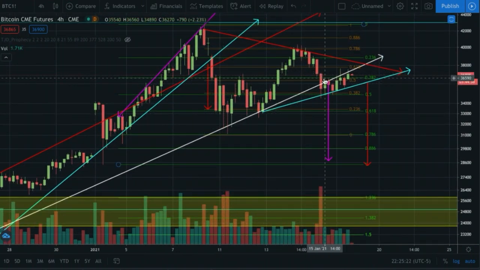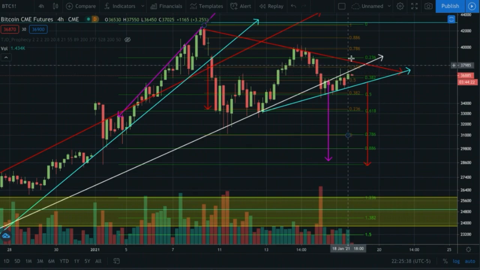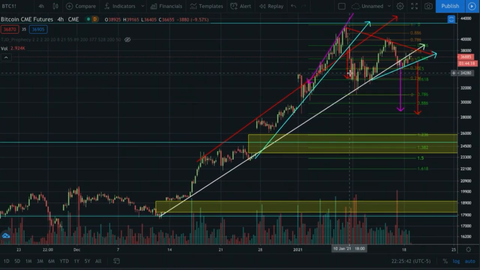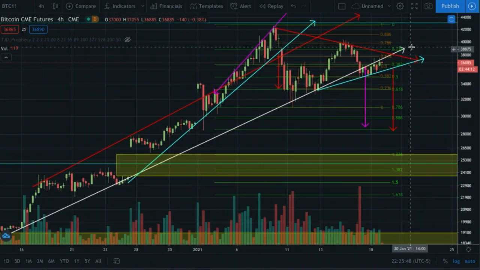And then we eventually broke down from it, consolidated below it, tried to break back into the pattern, and were unable to do so. Then we started forming this slightly less steep blue support here. But we've been unable to get back inside of the initial white support line. So what we're expecting is we need to burst back up, get back inside that, and find support again to get continuation to the upside.